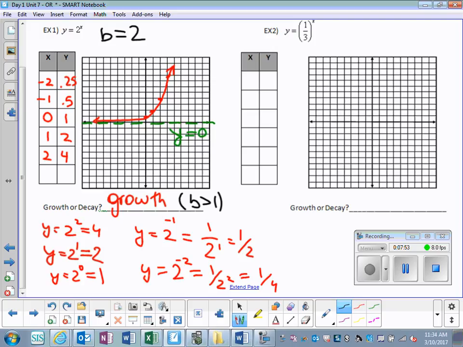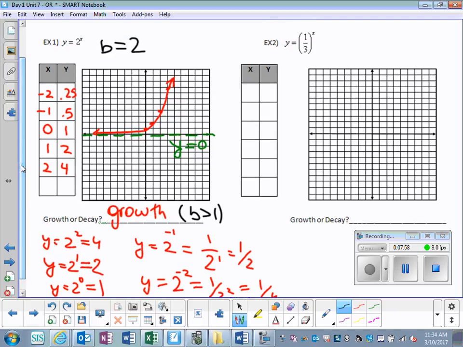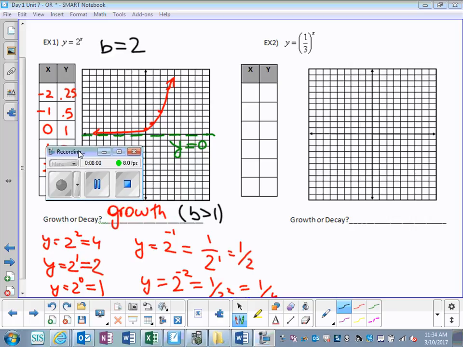Questions? Very nice. So let's look at the second one. Let's do this one by hand also. I just want you to understand what happens here. So let's choose our axis.